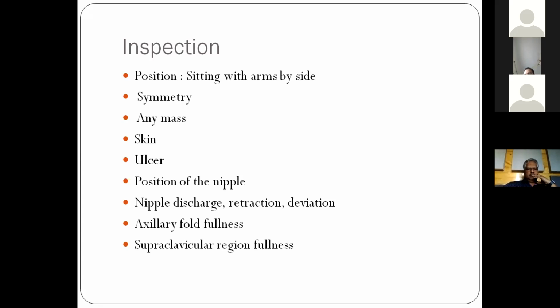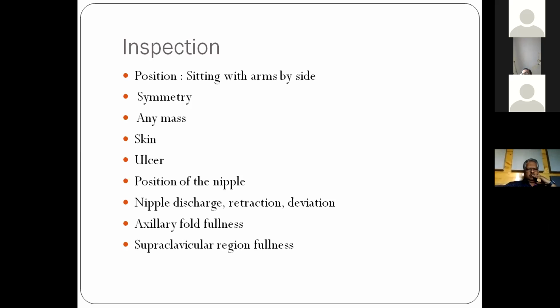You have to inspect not only the breast but also the supraclavicular region, and with the arms raised overhead, you have to examine the axillary region as well. You also need to know if there are any skin changes, especially in inflammatory lesions. You can notice all the inflammatory signs in inflammatory breast carcinoma. So all the skin changes also you're supposed to see, any ulceration.